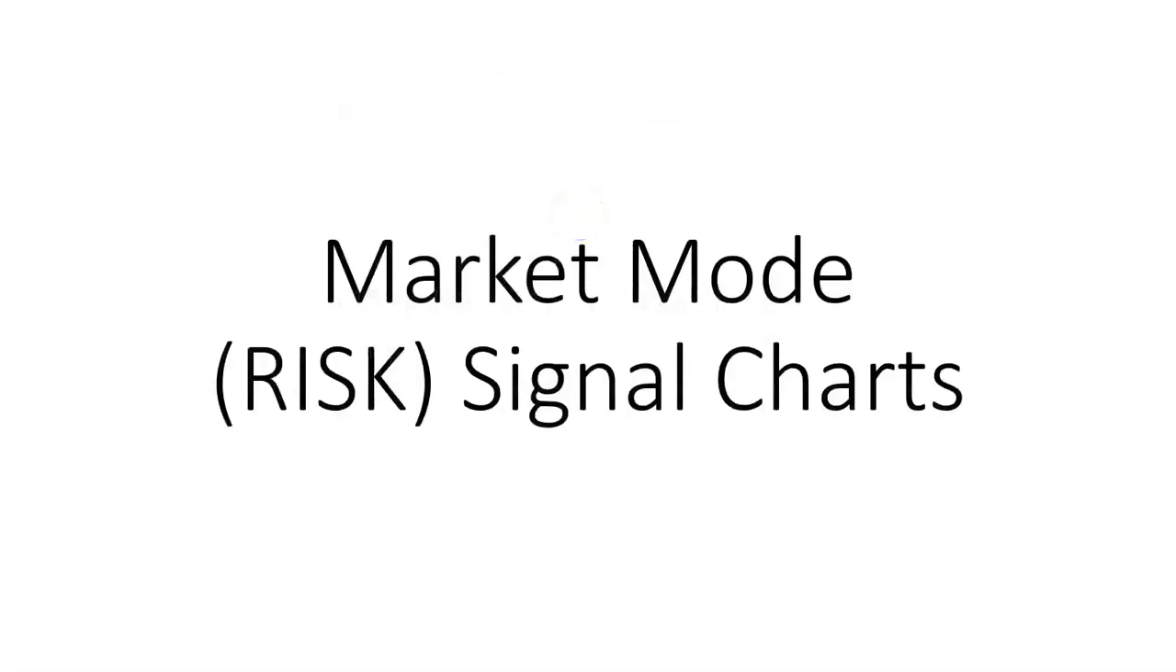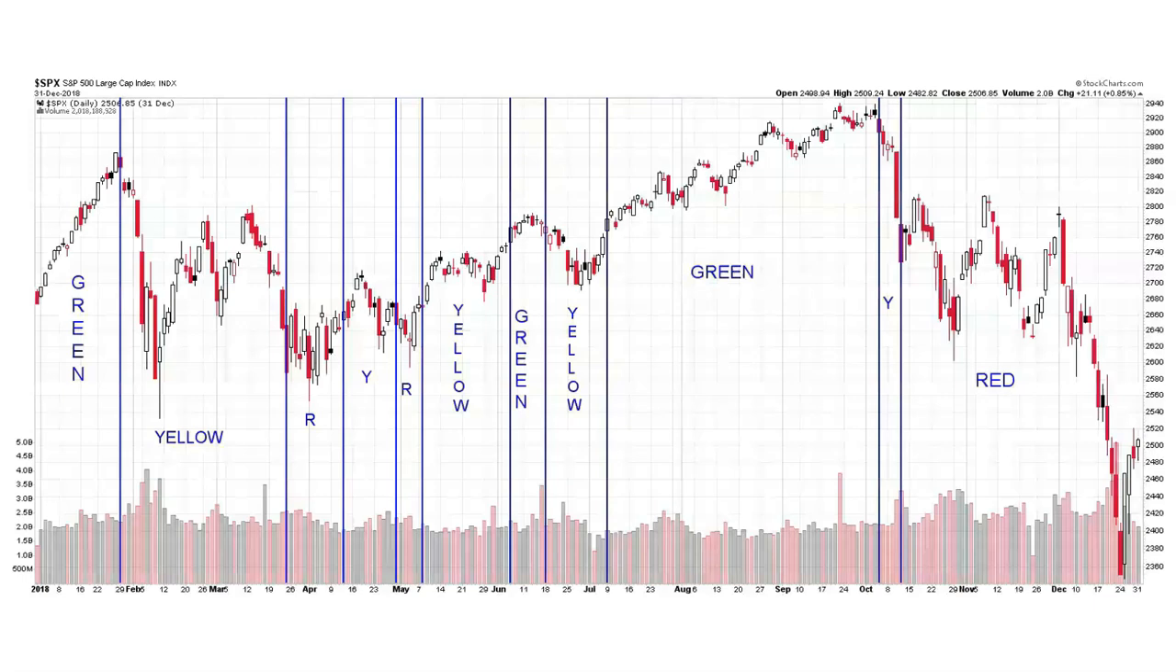Now let's take a quick look at a few market mode risk signal charts for the last few years. We're going to start off with 2018, and you can see here what I was talking about, that most of your upward progress in the stock market will be made in a green risk signal environment. The yellow signal is kind of a sideways to slightly up or down signal, as you see here. And then the red signal, right, this is just 2018.